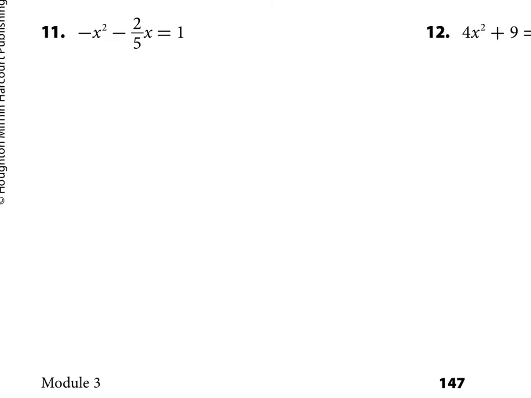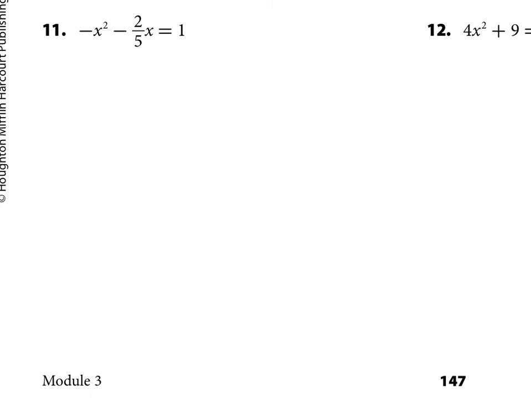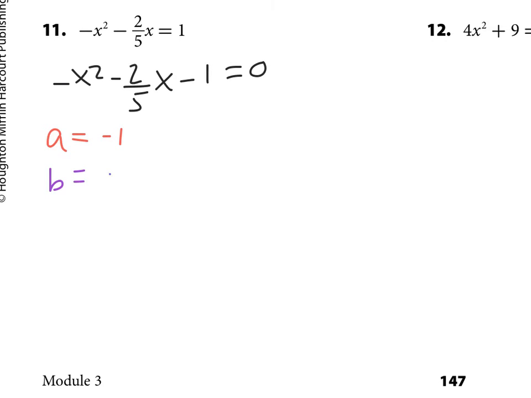So let's put the equation into its correct form. We got negative x squared minus 2/5 x minus 1 equals 0. Now we have our a, b, and our c. Let's write them down. Our a is in front of the x squared, that's -1. Our b, that's in front of the x, is -2/5. And our c is the constant number, which is -1.